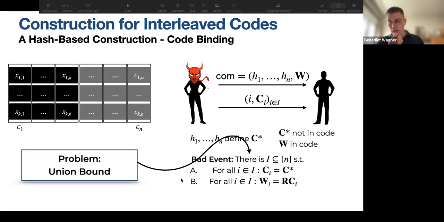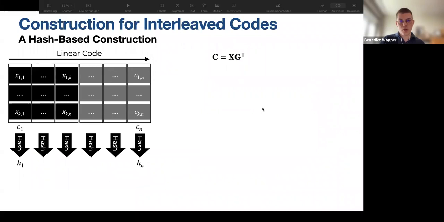And now how can we change it? So the problem really is that Alice chooses this set I. And now an idea that you could have is, what if, let's say, Bob chooses this set I, or somehow this set I is chosen at random and Alice cannot choose it. This is how we fix this problem.